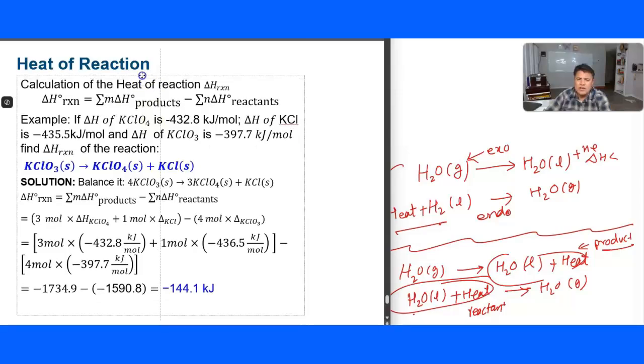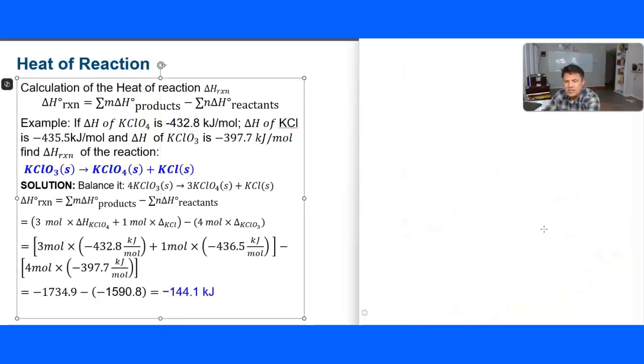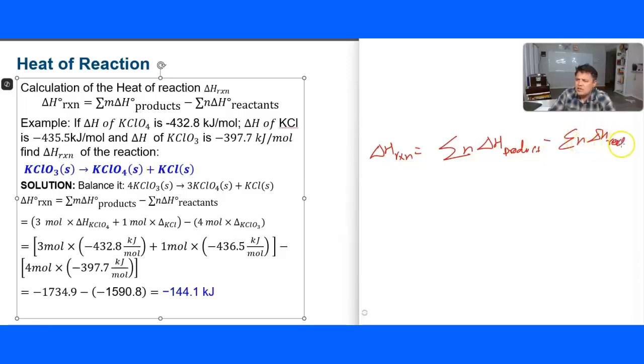Now let's calculate the heat of reaction. How do you calculate the heat of reaction? The heat of reaction, delta H, is equal to the summation of n delta H of products minus the summation of n delta H of reactants. That is the heat of reaction. So delta H of products you will find from the chart, delta H of reactants you will find from the chart, and these are the stoichiometric coefficients.